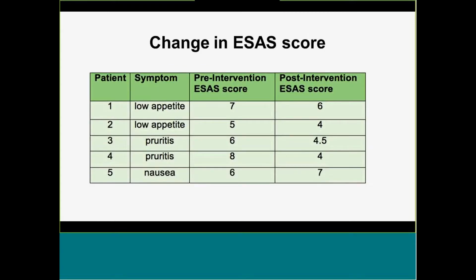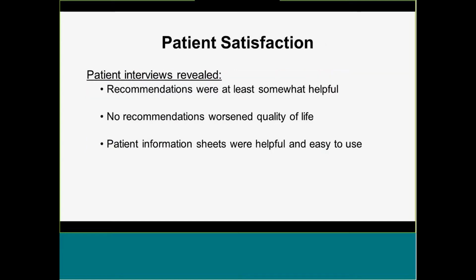So I'm going to go on to our results. I'm going to start with our change in ESAS score. From the results, we can see that for the majority of the patients, there was an improvement in the ESAS score, with the exception of 1 patient. From the patient interviews, it was revealed that the recommendations made to the patient were at least somewhat helpful. None of the recommendations made worsened the patient's quality of life, and patients found the information sheets were helpful and easy to use.